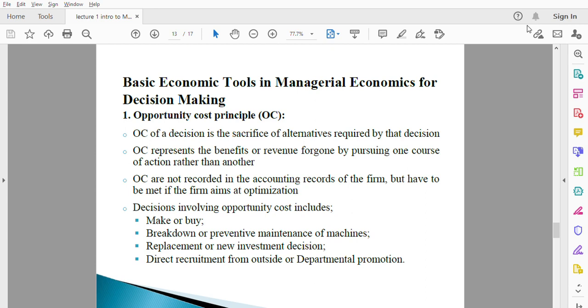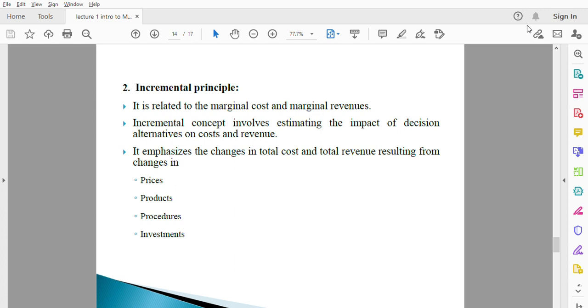Opportunity cost principle as one of the basic economic tools in managerial economics. The next thing we are talking about is incremental principle. Incremental principle is related to marginal cost and marginal revenue. Anytime you hear the word marginal, what should come to mind is extra. So extra cost and extra revenue.